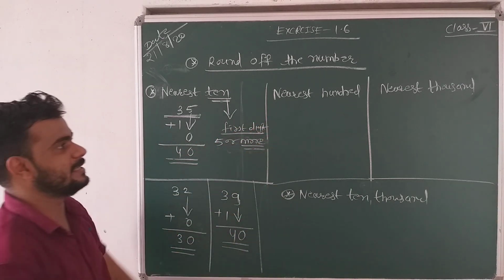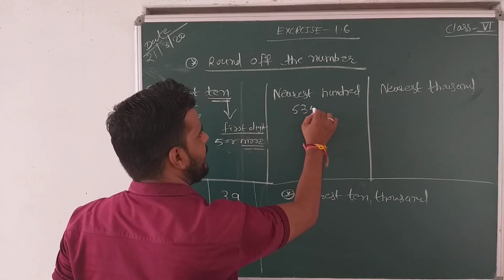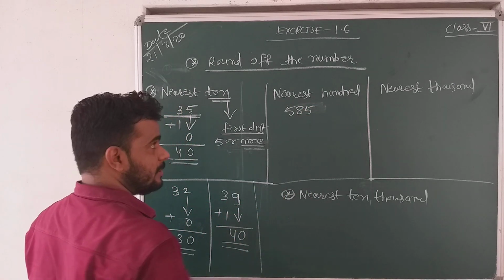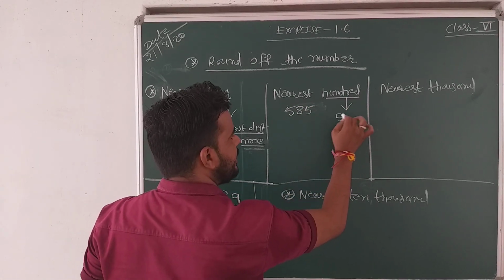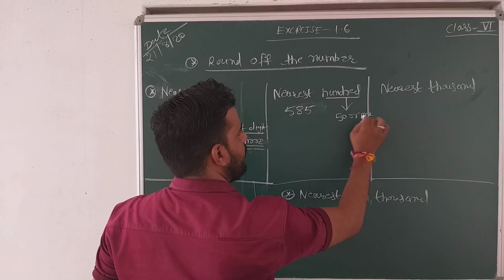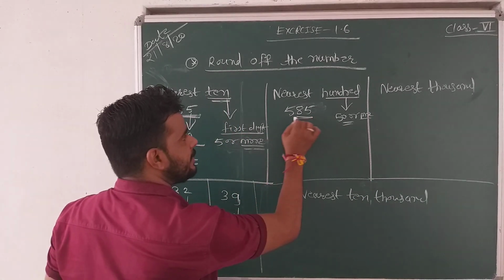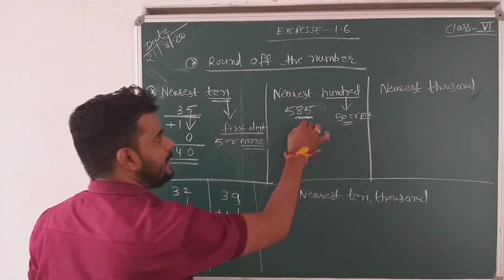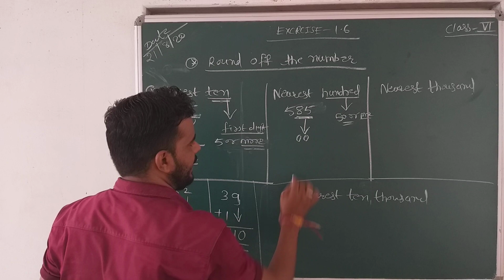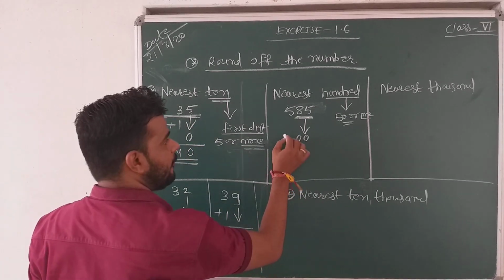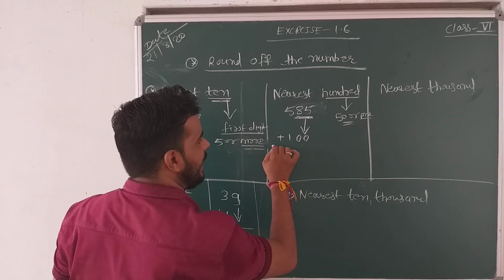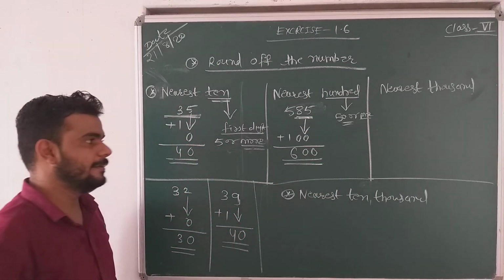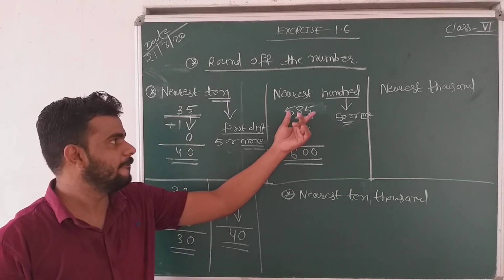Like this also nearest 100. Suppose one number given is 535 or 585. So for 100 just check 50 or more. If the last two digits are 50 or more than 50, then instead of both digits directly we will make 00 and in the front we will add 1, then 5 plus 1 is 6, 600. This is the round up of 585.